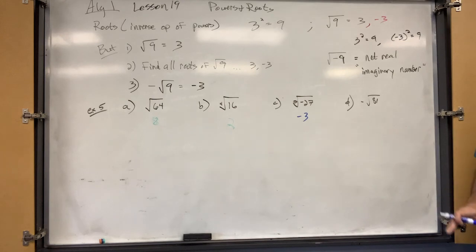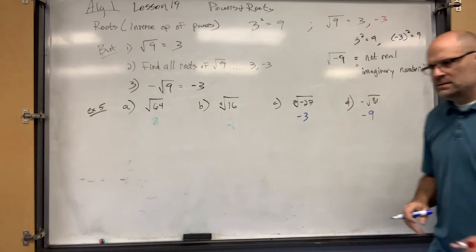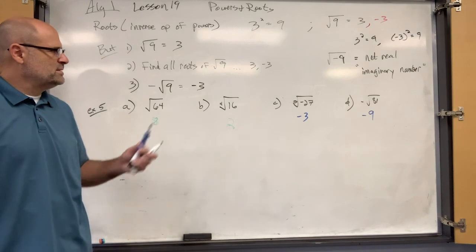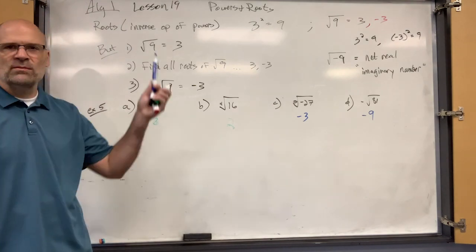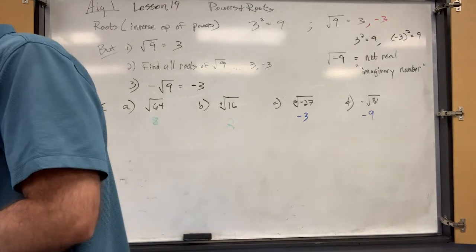Okay, and then what's the negative square root of 81? -9. Okay, so this one, I don't want 2 answers like -9 and 9. So this is me saying I want the negative root of 81, negative square root of 81.